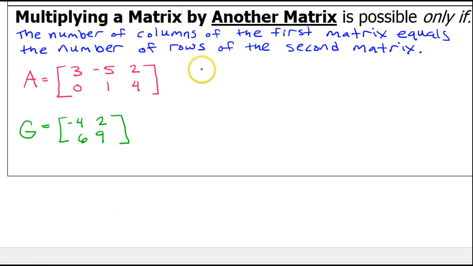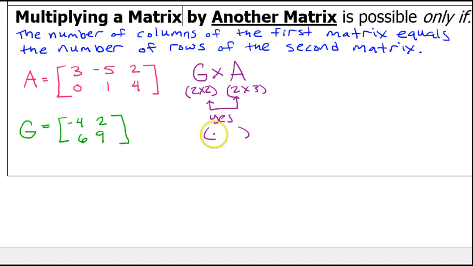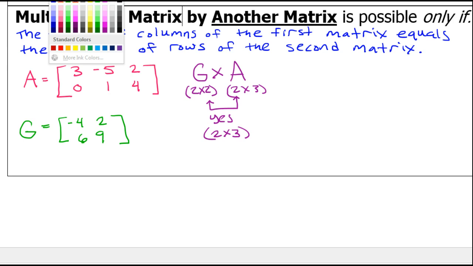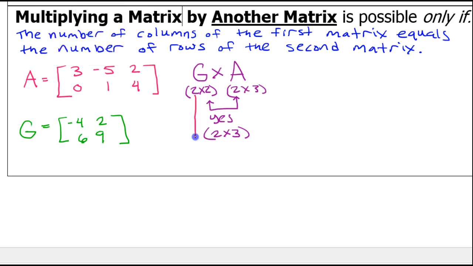On the other hand, could I multiply matrix G times matrix A? Would that be possible? Well, again, matrix G is a 2x2 matrix, while matrix A is a 2x3 matrix. So look, the inner dimensions are the same. So yes, this would be possible, and the net result is going to be a 2x3 matrix. The place where I'm getting the net result from is the outer dimensions. I know that the product when I multiply G times A is going to have two rows because of this two right here, and three columns because of this three right here. So the outer dimensions tell you what the dimensions of your final answer will be after you do the multiplication.